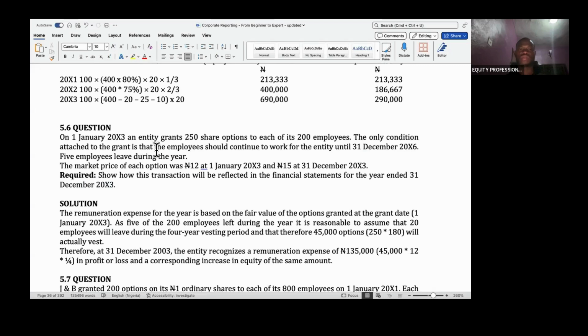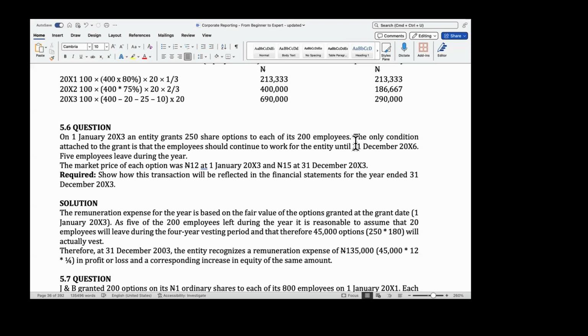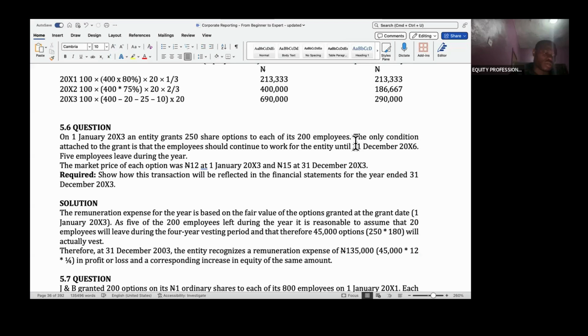Okay, so speaking of 2003, which is the grant date, 1st January, we are giving 250 options to 200 employees, and they say that they must work until 31st December 2006. That means they must work for 4 years. 3, 4, 5, 6. So 5 employees leave during the year. That means in year 1, 5 employees leave. So let me ask, how many will vest in 2003? What was the estimate of employees that will vest? 195. Okay, 195.